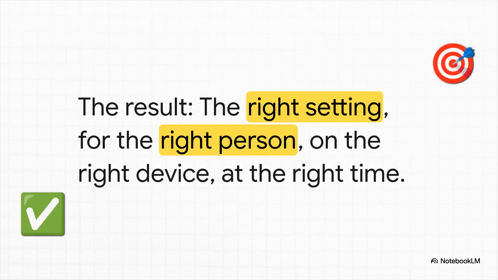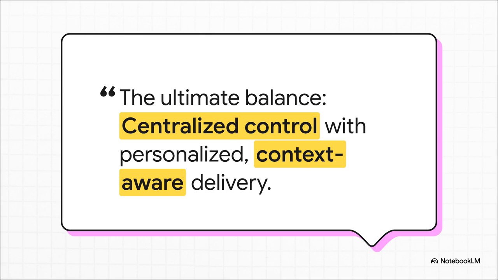And that's what all this power is for. When you put all these tools together, you can finally do it. You can deliver the right setting to the right person on the right device at exactly the right time. In the end, group policy preferences really strike this perfect balance. They give organizations the centralized control they desperately need, but they deliver it with this personalized, context-aware intelligence that makes technology feel like it's actually working for you, not against you.